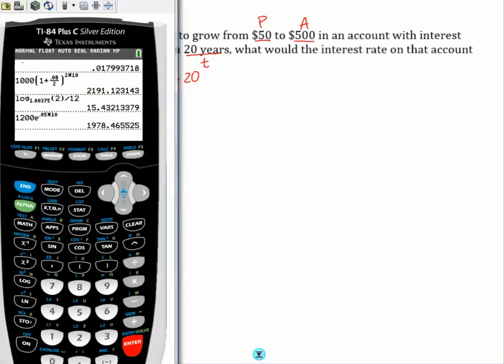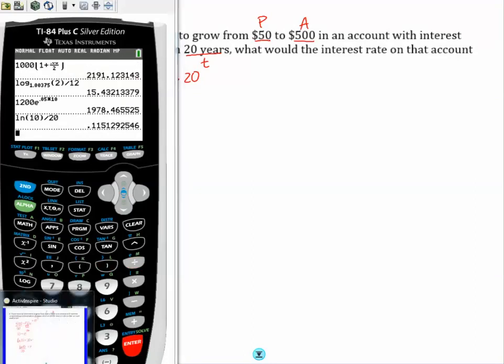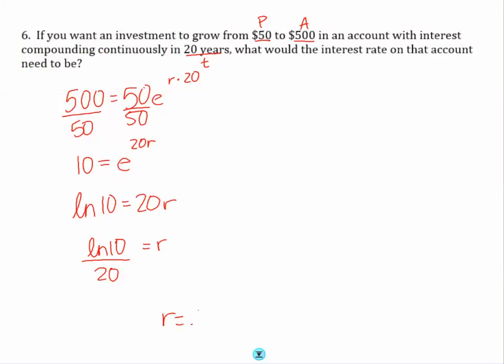If you type this in your calculator, you get that r equals 0.1151, which means that r would be 11.51%.